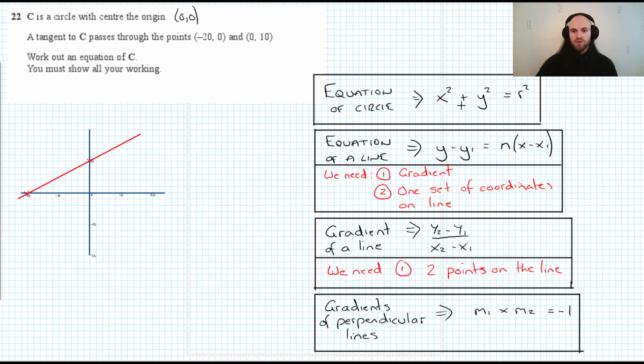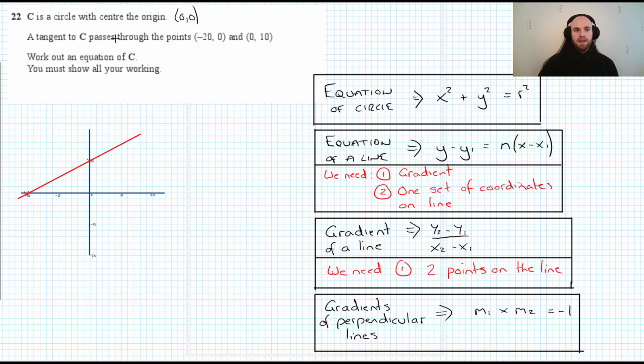This is going to be a long question, so I've just drawn some useful formulae on the side here. So we've got the equation of a circle here, the equation of a line, and what we would need, a gradient and one set of coordinates on the line. We have the formula for a gradient of a line, which is going to be the difference in y over the difference in x, and we're going to need 2 points on the line in order to find this. And then we've got the gradients of perpendicular lines, which is going to be the first gradient multiplied by the perpendicular gradient is going to give you a total of minus 1.